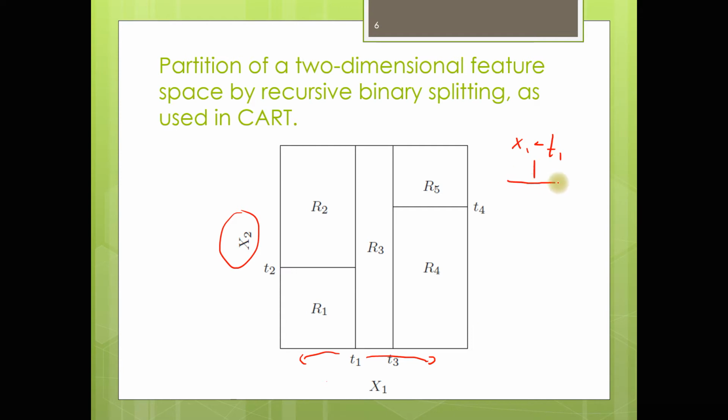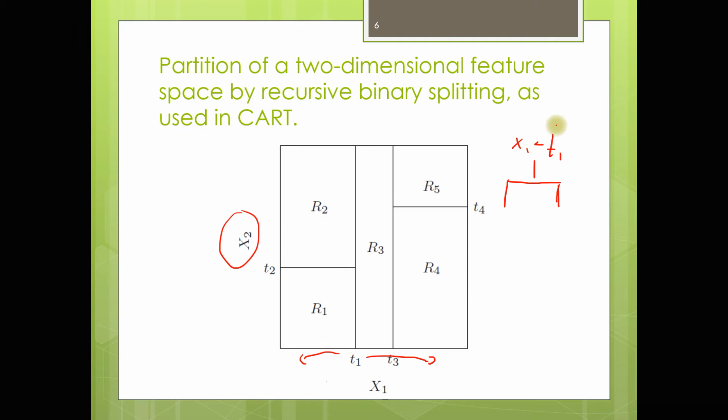And when you look at it, you can consider it as a decision tree. Already you can see how it starts to form a decision tree, where you have x1 less than t1. This branch will contain everything that relates to x1 less than t1, and this branch will contain everything that relates to x1 greater than t1.